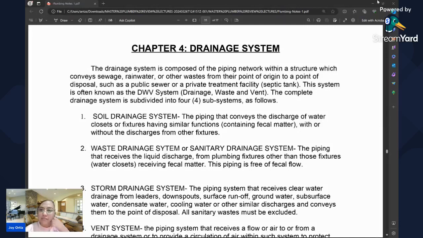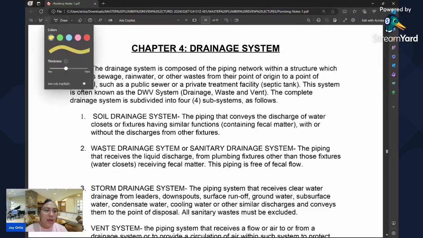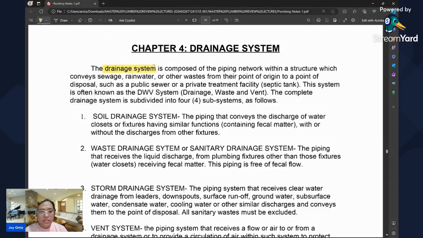The drainage system is composed of, let's highlight it, the piping network within a structure which conveys sewage, rainwater, or other waste from their point of origin to a point of disposal, such as a public sewer or a private treatment facility like the septic tank. This system is often known as the DWV. So what is the DWV system? It's drainage, waste, and vent.